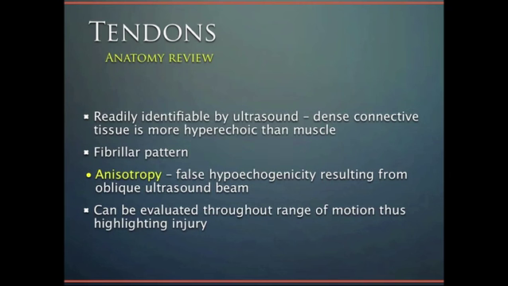And that's due to this factor called anisotropy. Now, the tendons themselves should be readily identifiable on ultrasound because their connective tissue is so dense. It looks very hyperechoic, especially more hyperechoic than muscle. It exudes that fibrillar pattern and should be able to be evaluated throughout its constant range of motion. And if it's not present as you're ranging a joint, there may be an injury there.